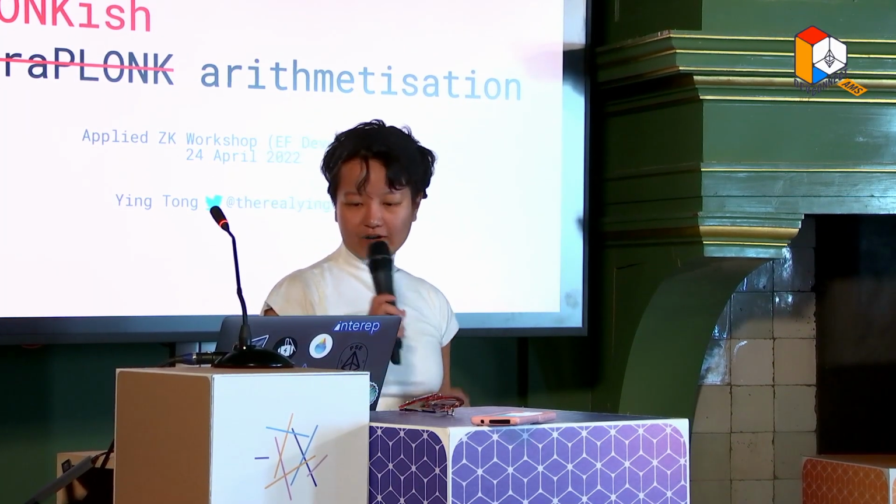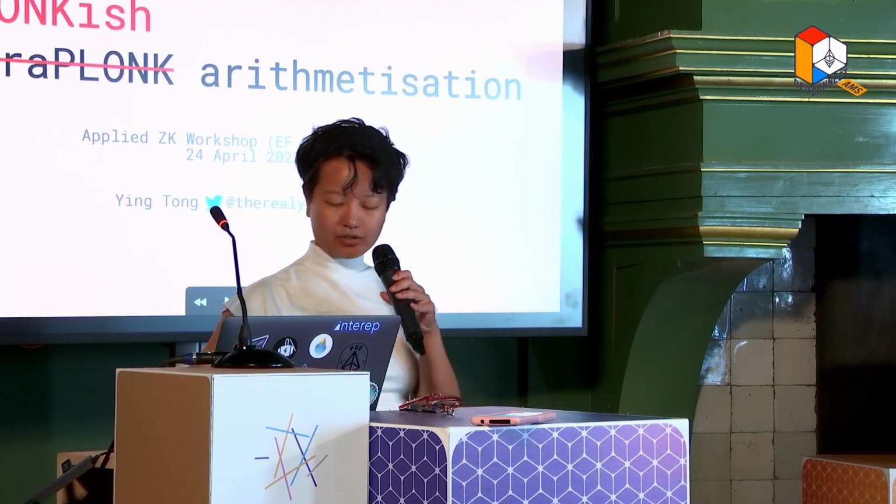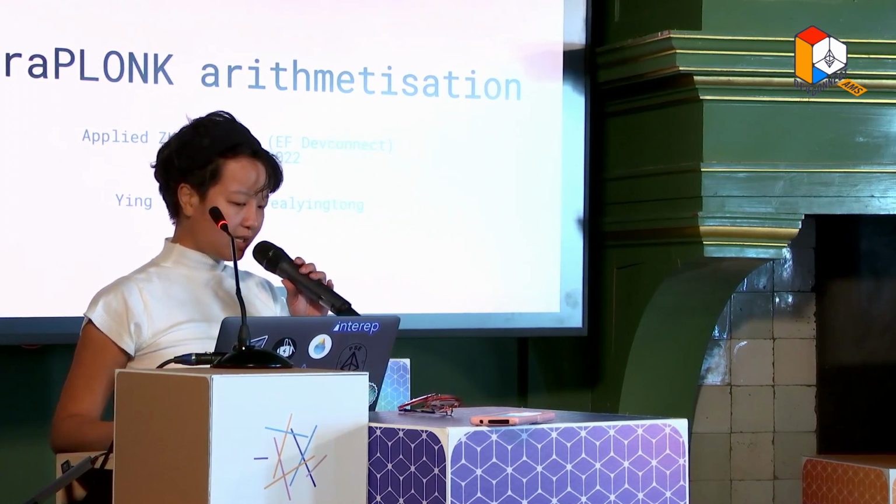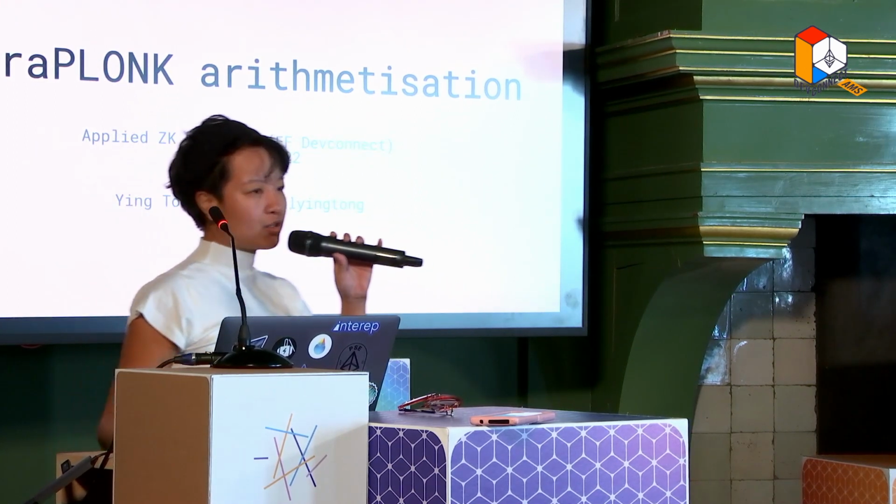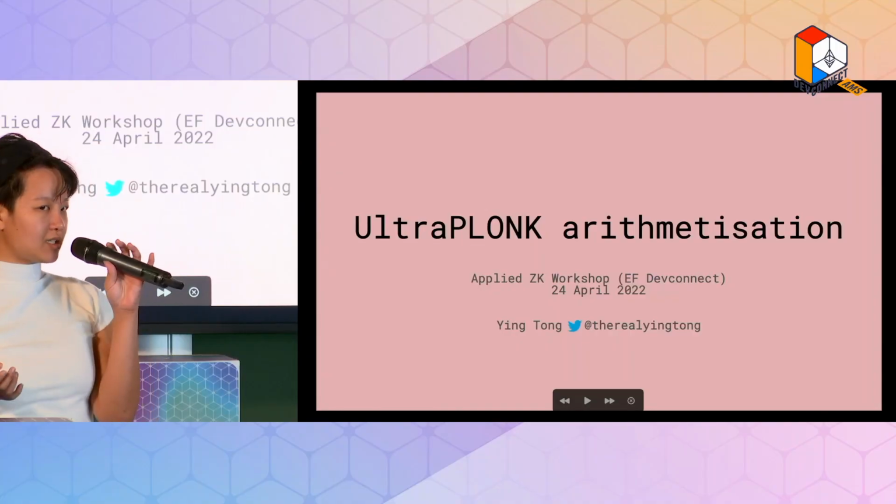So yeah, I'm Tong, and I work at the Electric Coin Company. And today I'm going to tell you about UltraPLONK arithmetisation. This is a way to represent a statement or a relation as a series of polynomial constraints using PLONK and using custom gates.